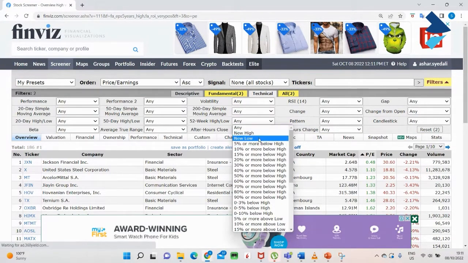52 week low, you go and you select new low. That means in the past 52 weeks, meaning in the past 1 year of trading, this is the new low for that 1 year period, right? And that's typically a technical indicator to see stocks that could bounce back from there on.